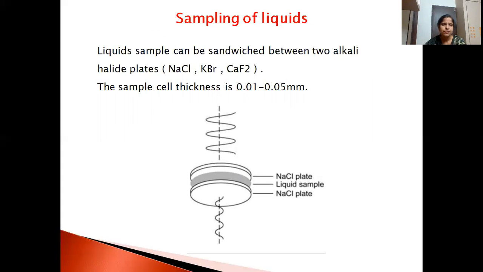Then sampling of liquids. The liquid sample we have, we can just sandwich between two alkali halide plates, which are of sodium chloride, potassium bromide or calcium fluoride. Here in the figure you can see a sodium chloride plate, and this is another sodium chloride plate, and in between we place the liquid sample. The sample thickness is just 0.01 to 0.05 mm.